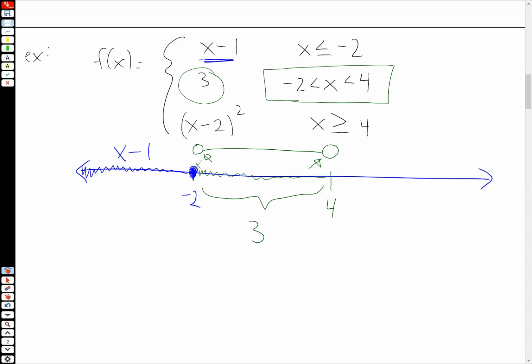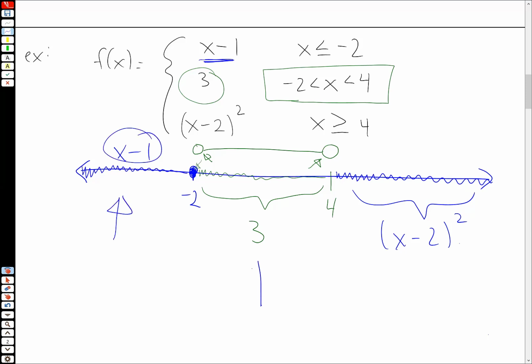And then lastly, what happens when x is greater than or equal to 4? I'll go back to blue. So all of this, our function here in this case is x minus 2 squared. Again, this picture is not completely necessary, but it gives me an idea of what my function should be doing on each interval. So when x is over here, it's the function x minus 1. When x is in between minus 2 and 4, it's 3. And when x is greater than or equal to 4, it's x minus 2 squared.